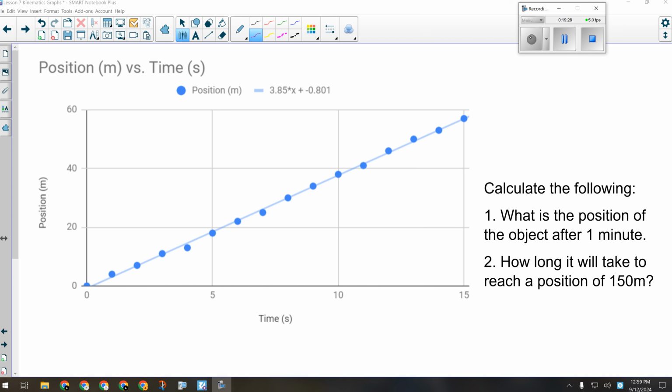Okay. If I write this formula out, what this formula is really saying is y equals m times x plus b. So the 3.85 is the m, the negative 0.801 is b. Why is the slope the velocity on this graph?